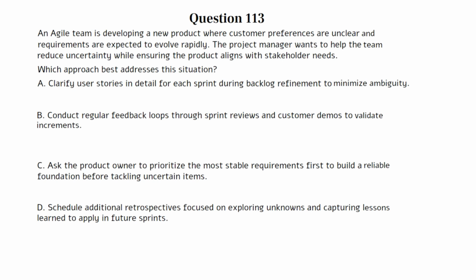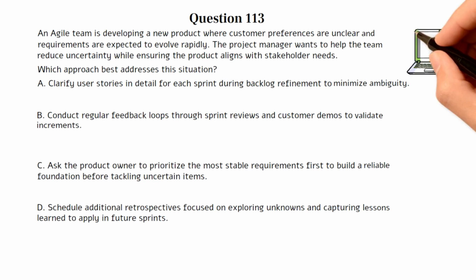A. Clarify user stories in detail for each sprint during backlog refinement to minimize ambiguity. B. Conduct regular feedback loops through sprint reviews and customer demos to validate increments. C. Ask the product owner to prioritize the most stable requirements first to build a reliable foundation before tackling uncertain items. D. Schedule additional retrospectives focused on exploring unknowns and capturing lessons learned to apply in future sprints. You can pause the video here if you need more time to work on the question.